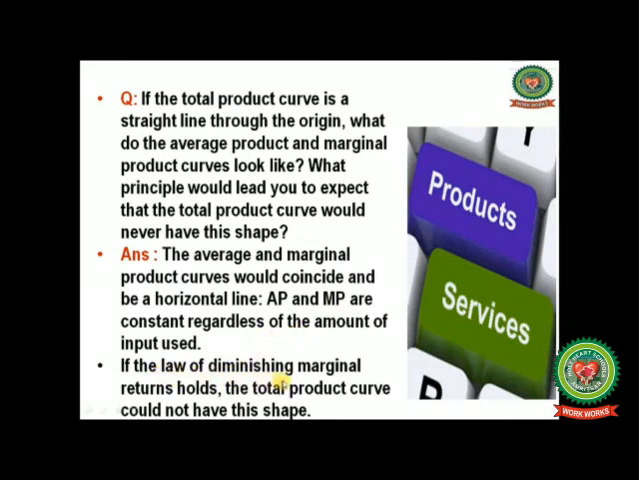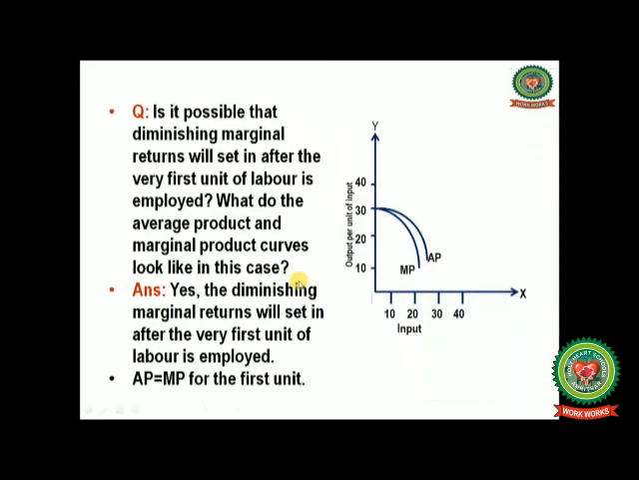So if the law of diminishing marginal returns holds, the total product curve could not have this shape. According to this law, the total product curve first rises, then becomes constant, and then starts falling. This is according to diminishing marginal returns.